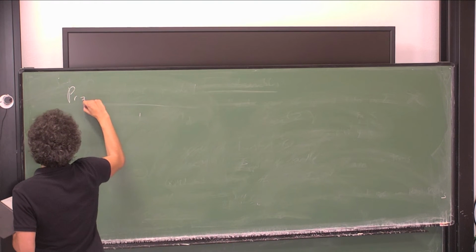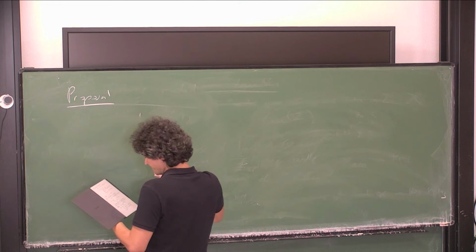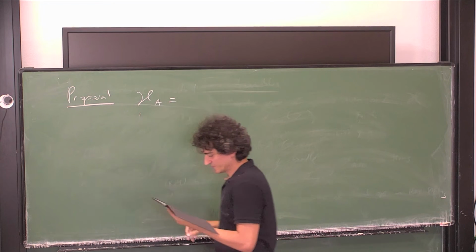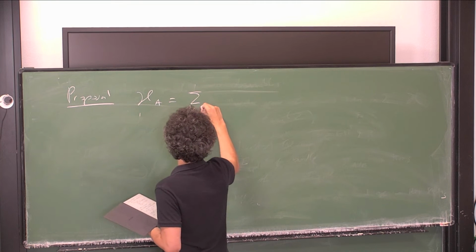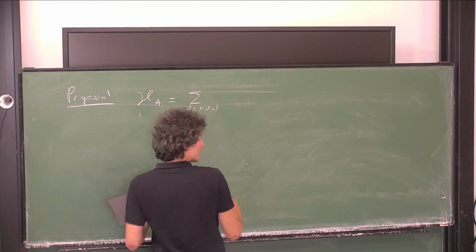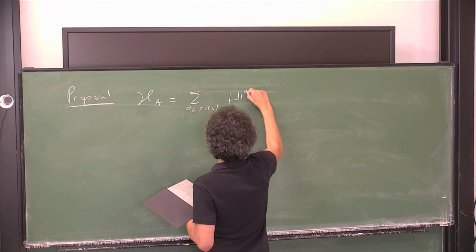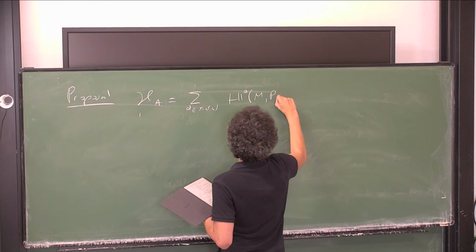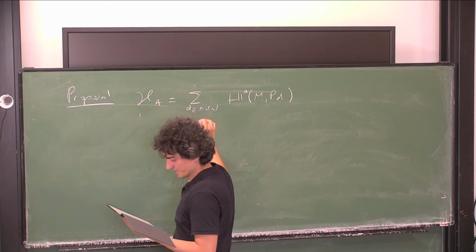So our proposal was that the space of ground states was basically the hypercohomology of this guy valued in this canonical perverse sheaf.